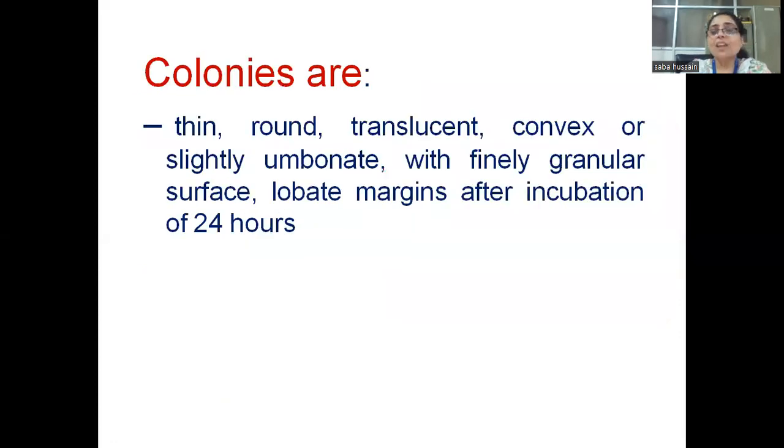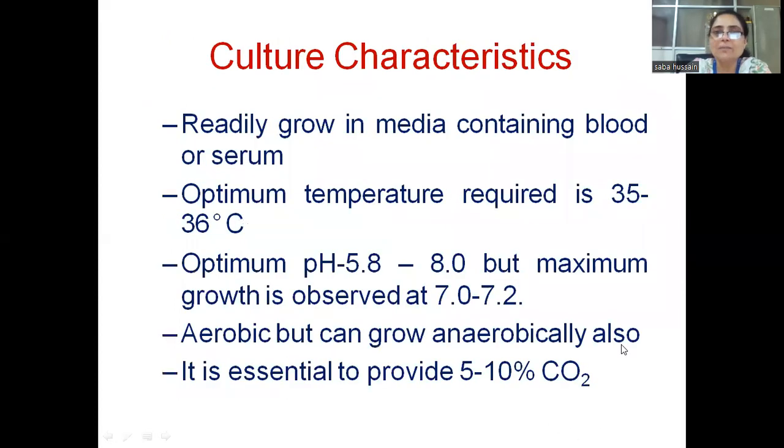So what are the colony characteristics of this bacteria? Its colonies are thin, round, translucent, convex, or slightly umbonate with a finely granular surface. Lobate margins are there after incubation of 24 hours. You can see the lobate margins in this. What are the different culture characteristics where you can differentiate it that, yes, this is Neisseria gonorrhoeae?